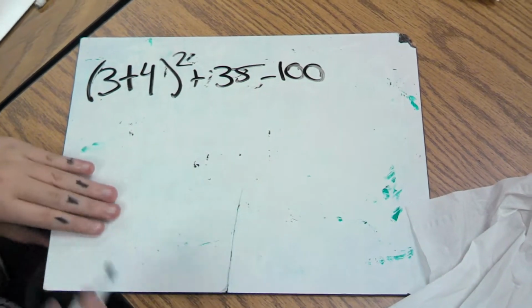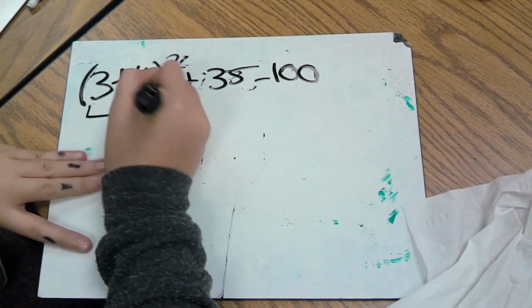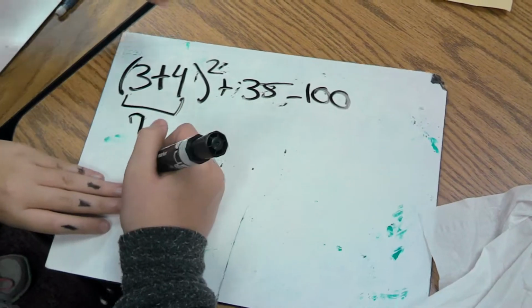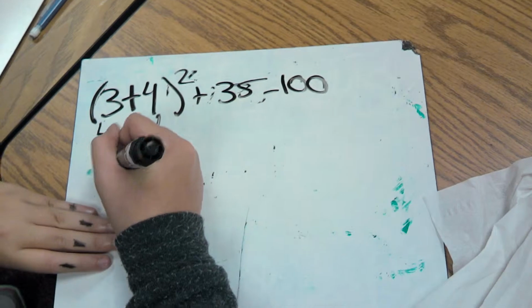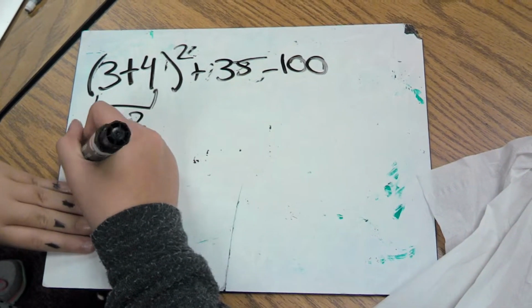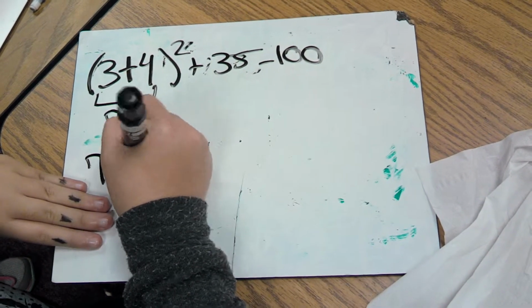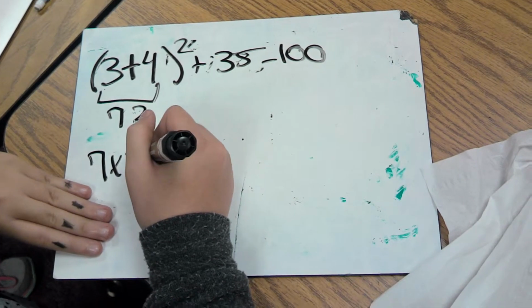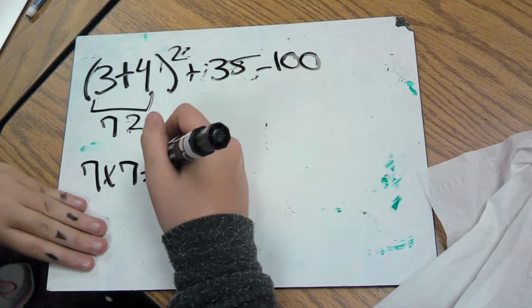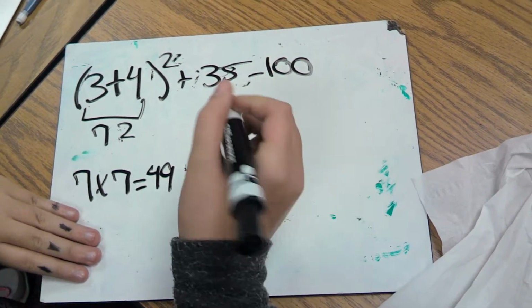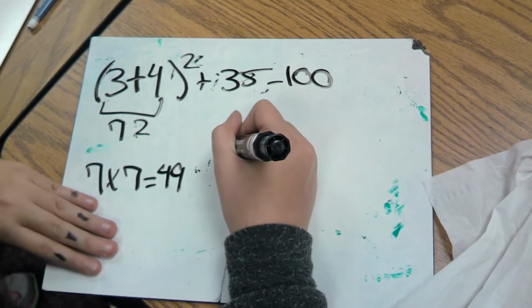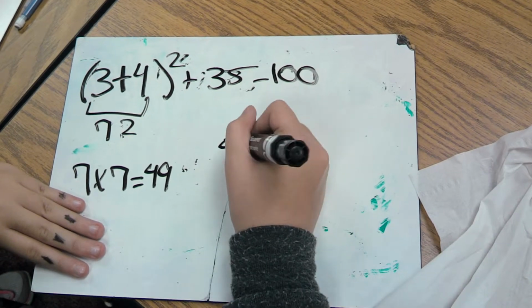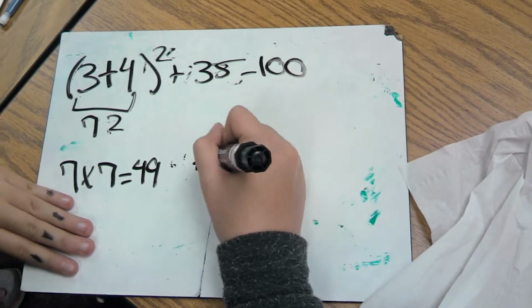Scratch all that. So first you would do 3 plus 4, which would be 7. Then I take 2. And then I multiply 7 times 7, which would equal 49. Then I would take 35, 49, which we would add.